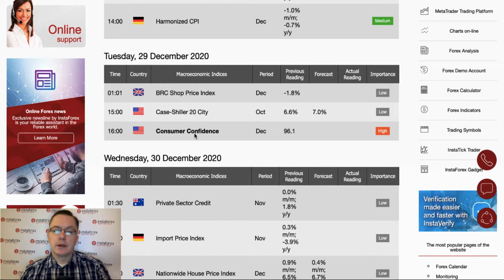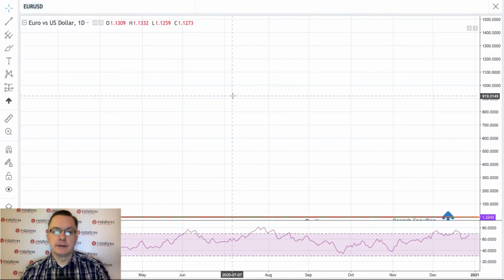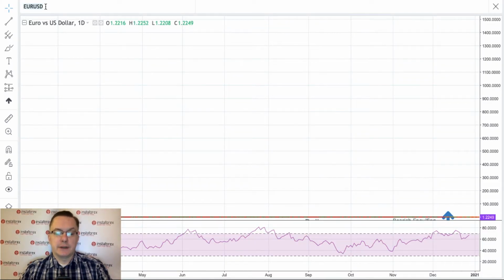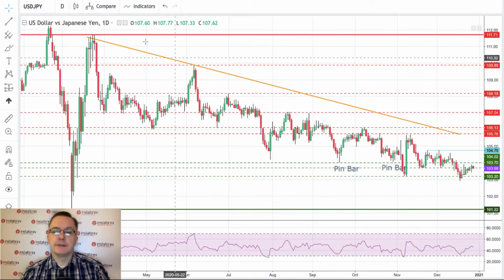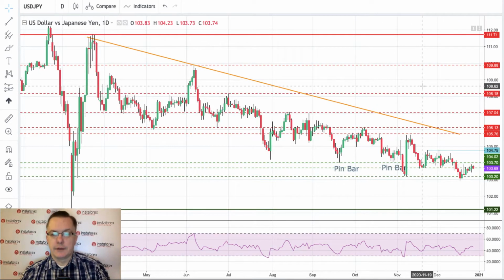on the euro dollar and then on the pairs related to American dollar, like dollar to yen, dollar to Canadian dollar, and American dollar to Swiss franc. So let's do this analysis, these pairs. Let's start with the USD to the JPY, Japanese yen, and see what we'll have here.